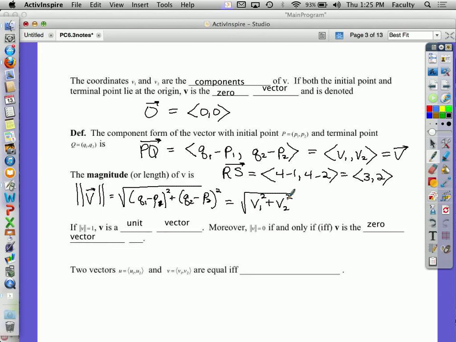If the magnitude of vector v is 1, v is called a unit vector. We're going to use that in the next section. So for now, I just need you to understand a unit vector has a magnitude of 1. If the magnitude is 0, that's true if and only if it's the 0 vector, and we'll use 0 with the vector symbol. All right, two vectors are equal if and only if the first values are equal and the second values are equal.